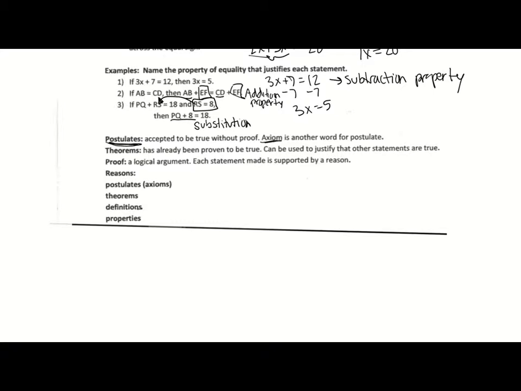So we are going to use both postulates and theorems in our proofs, which is a logical argument, and each statement in a proof is supported by a reason. So in our proofs, we're going to have a line of some kind of information, and next to that line, we need to have a reason why that's true. Some of the reasons that you might use are different postulates, theorems, definitions, or properties. This will make more sense as we get into some examples.